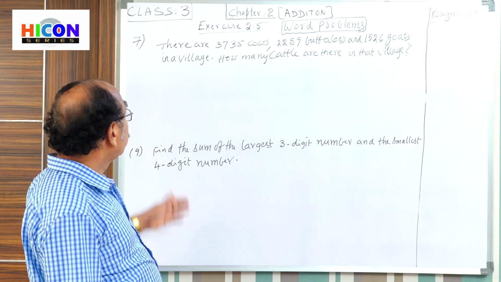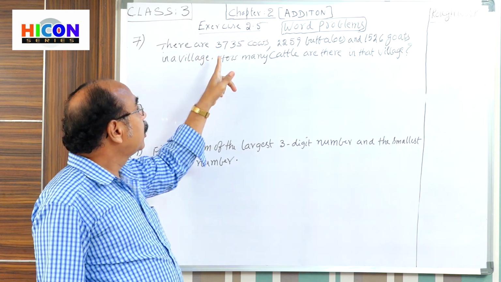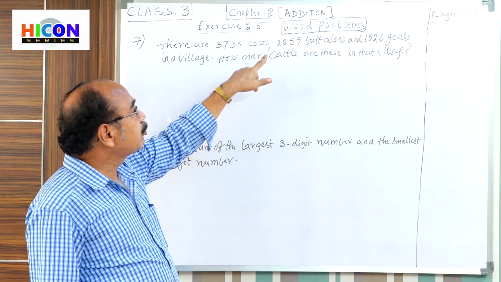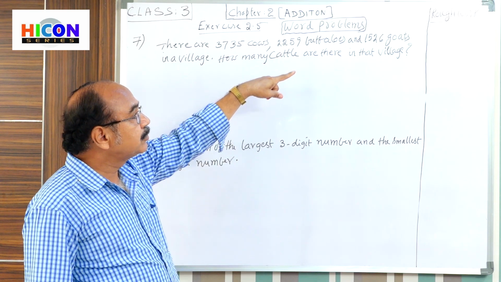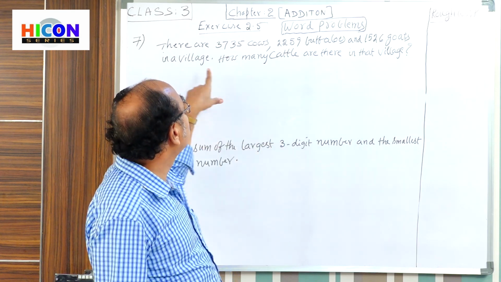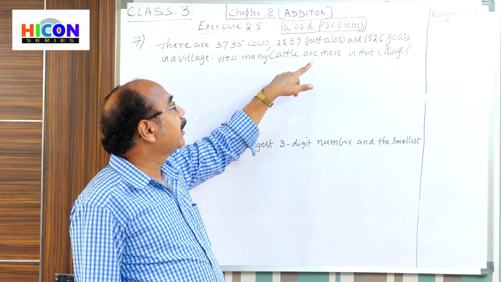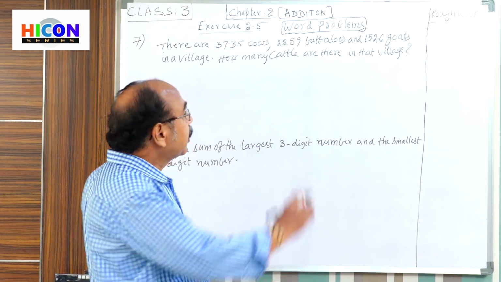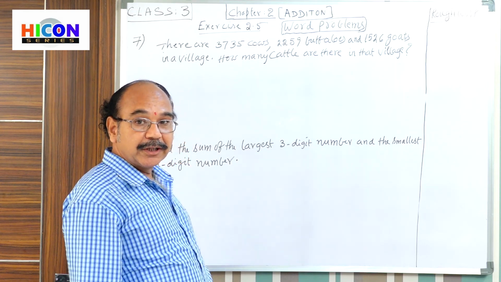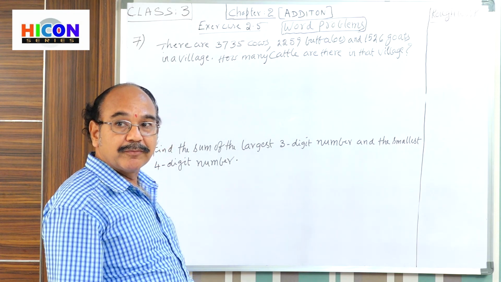See children, now you come to the seventh problem. What is the seventh problem? There are 3,735 cows, 2,259 buffaloes, and 1,526 goats in a village. How many cattle are there in that village? That is the question. Now, after reading the question, what is given in the problem?